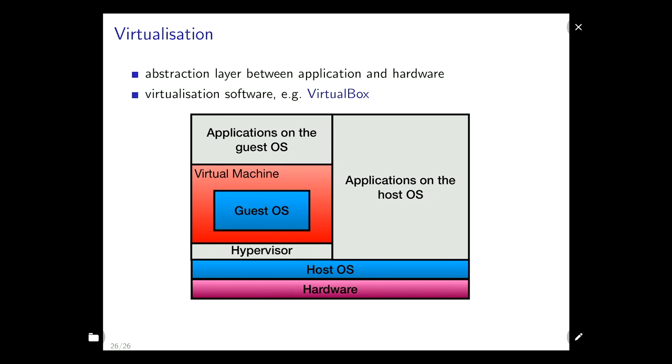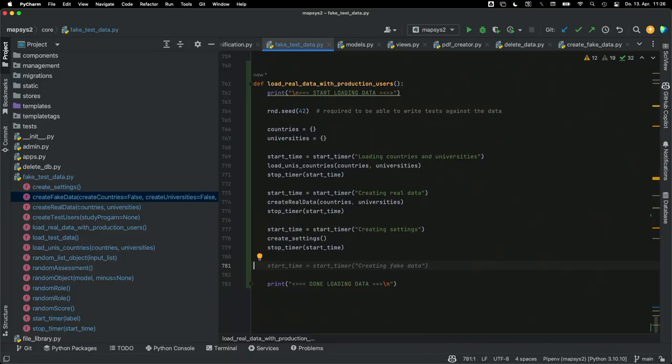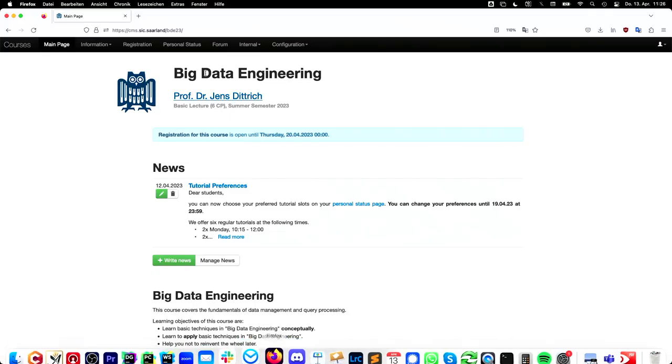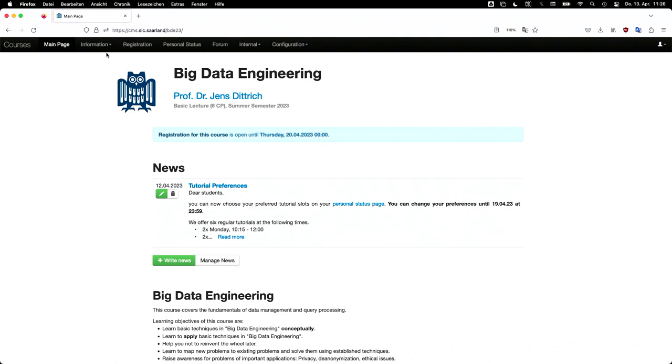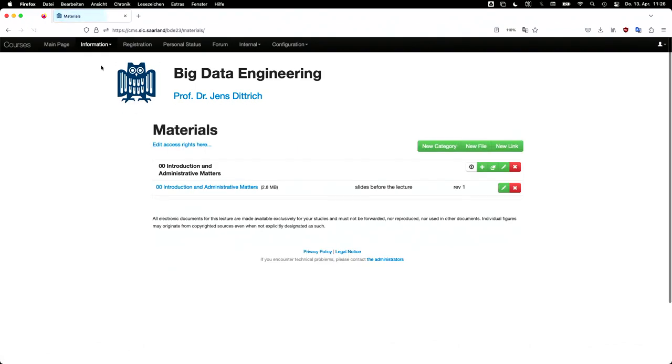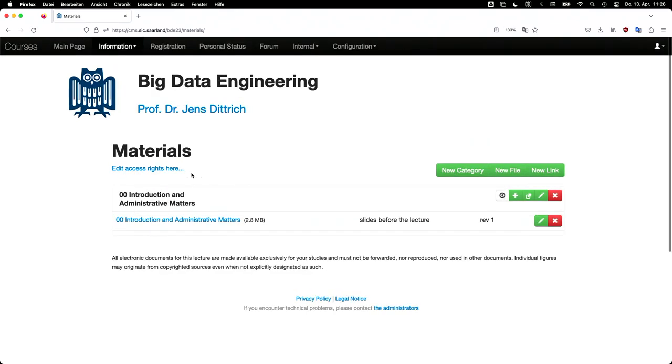Okay, so that much about the slides. Maybe briefly, the tools, you should have seen that. That's our CMS, so information materials is where we upload slides and the recordings of the lectures. There's a forum.